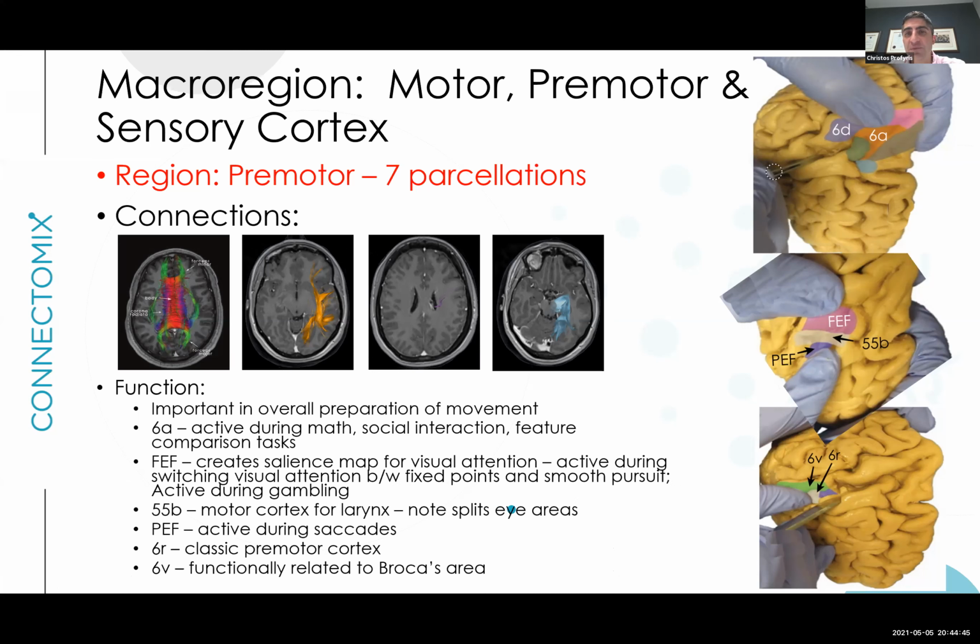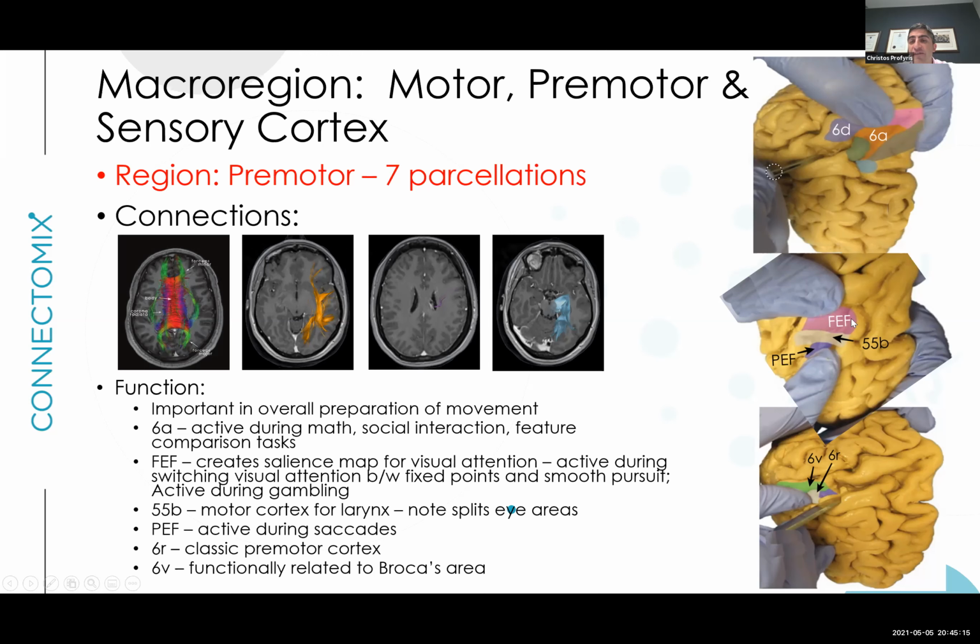Function-wise, being a premotor area, it's important in preparing the movements that we want to do, so making them into a coherent plan. But interestingly, these parcellations are involved in other activities. So 6A is active during maths, social interaction, and also when we do comparison tasks. 6R is a classic premotor area that we've talked about, and 6V is also related to Broca's area.